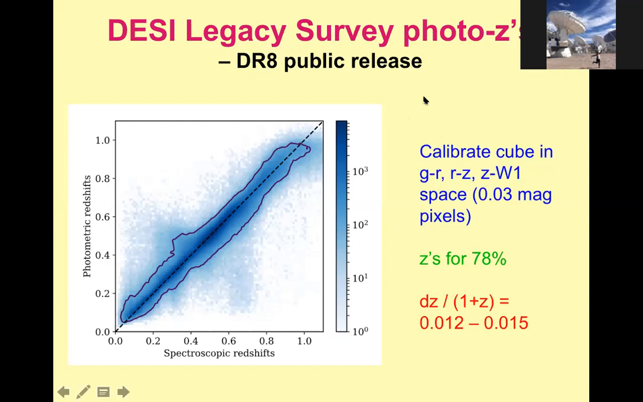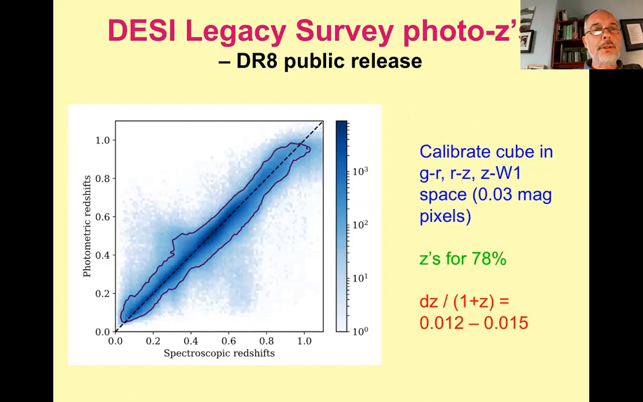So what we did was take the most direct approach possible, which was just to make a cube in color space. So G minus R, I minus Z, Z minus W1.